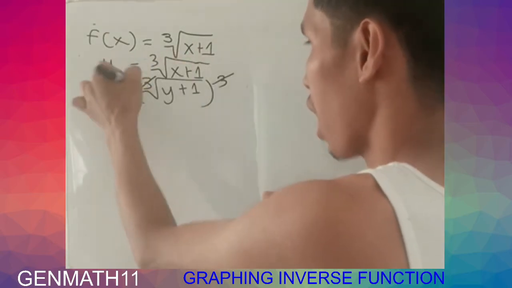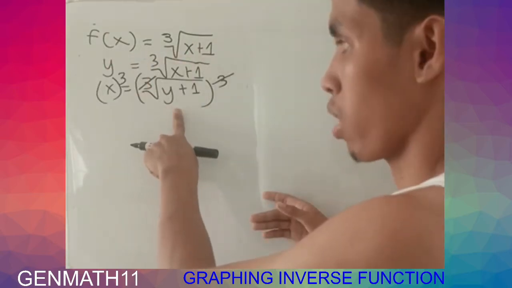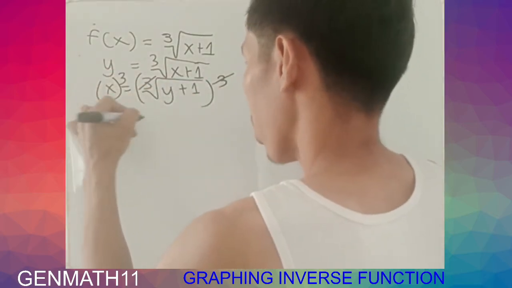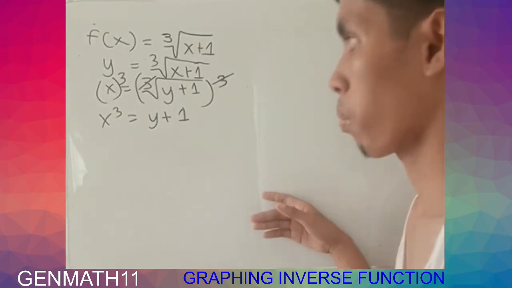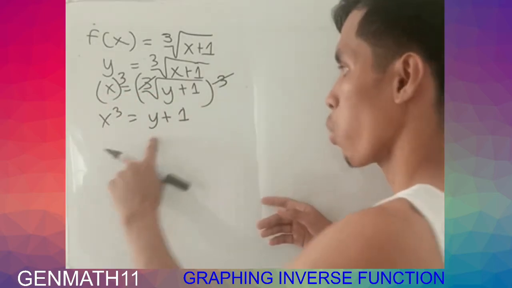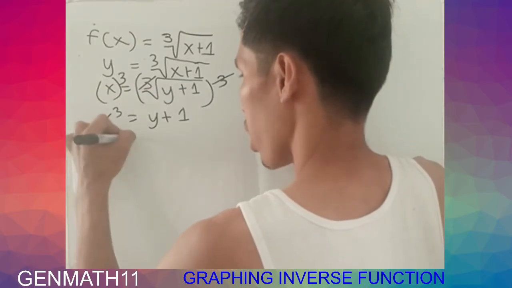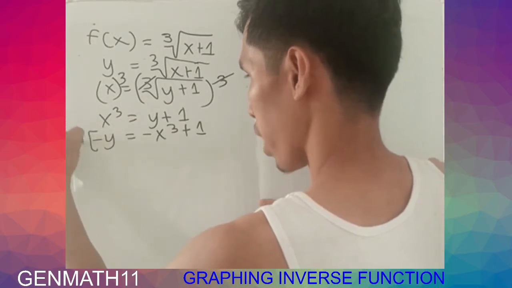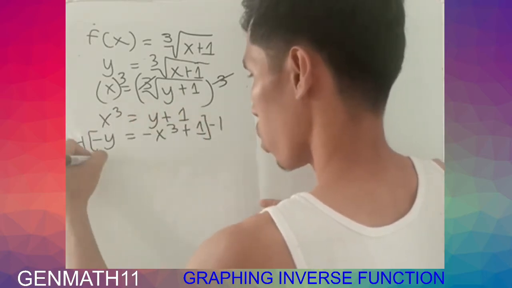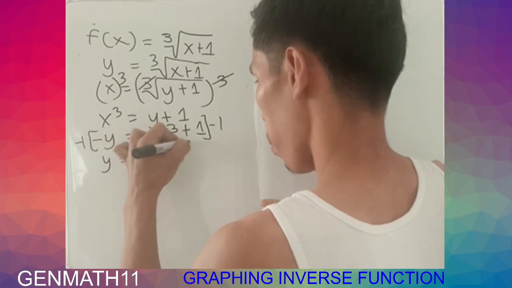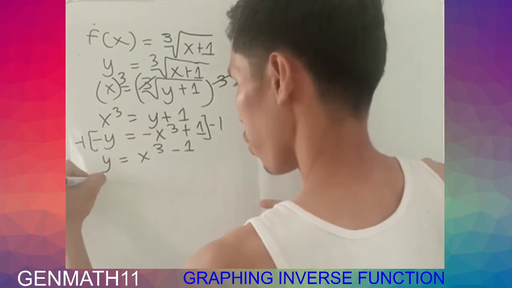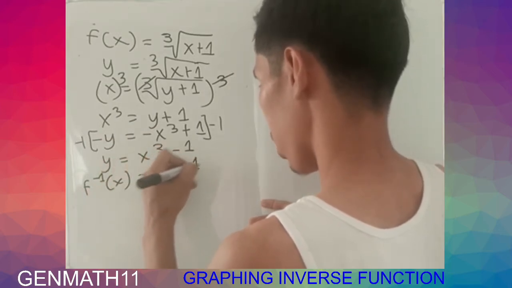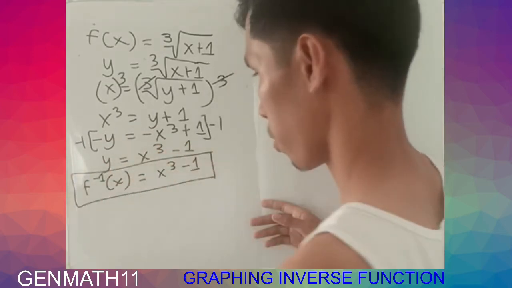So, pag kinancel natin, ang natira is first root of y plus 1. So, ang first root ng y plus 1 is y plus 1. So, x cubed is equals to y plus 1. Okay. So, pwede natin ilipat si y sa kabila. So, negative y equals negative x cubed plus 1. Then, multiply both sides by negative 1. So, y equals x cubed minus 1. Then, the inverse of f of x is equals to x cubed minus 1. So, ito na yung ating inverse.